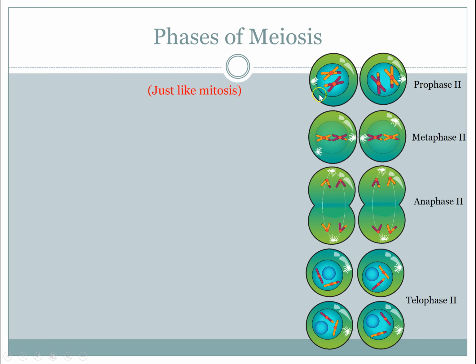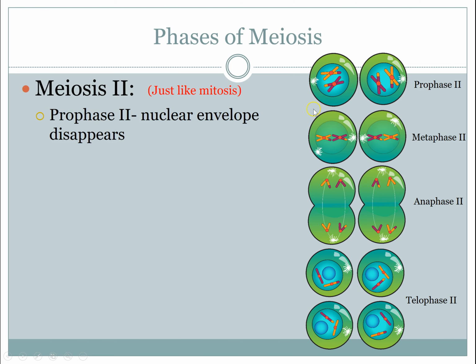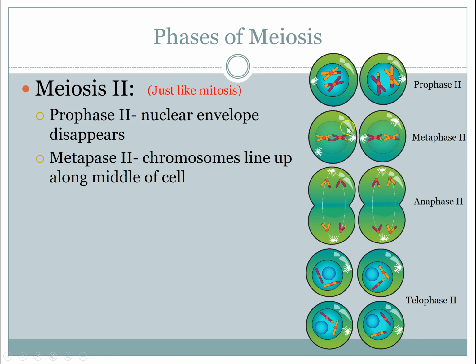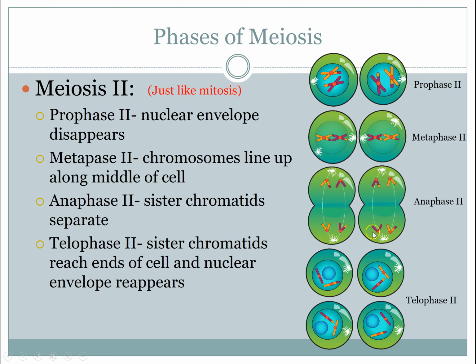And then Meiosis II is going to run just like mitosis. In Prophase II, the nuclear envelope disappears. In Metaphase II, the chromosomes line up along the middle of the cell. In Anaphase II, the sister chromatids separate. In Telophase II, the sister chromatids reach the ends of the cell and the nuclear envelope reappears. And then, as you can see, in each of these cells you have slightly different chromatids left because of the crossing over. So now we have 4 cells that have half the number of chromosomes, and they are all slightly different.